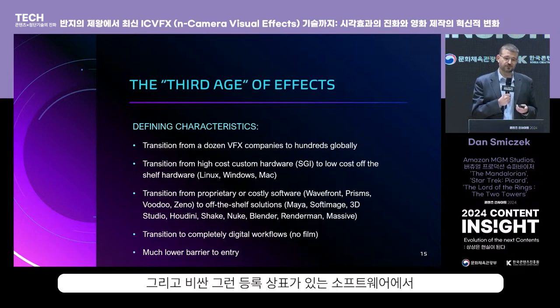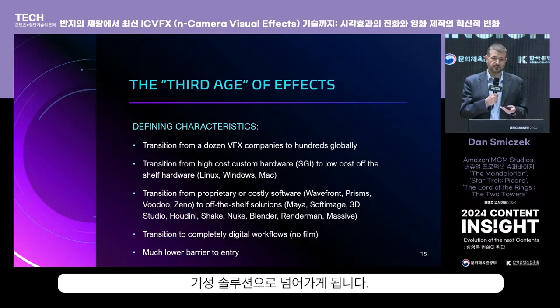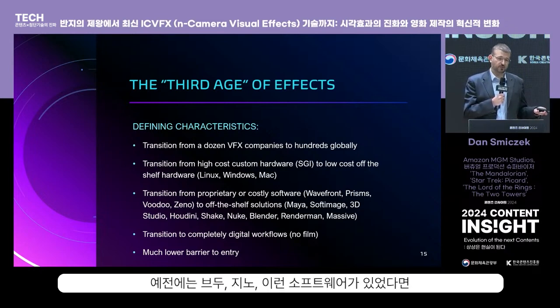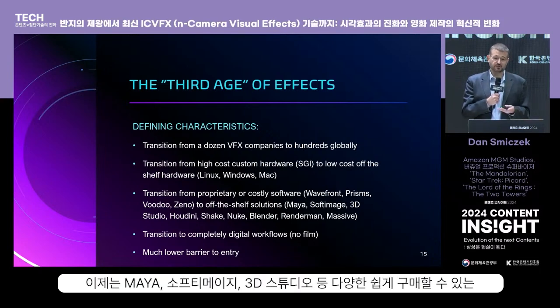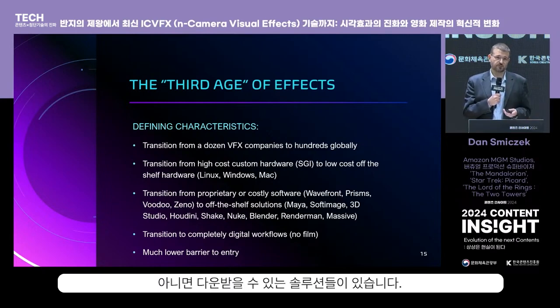Speaking of, transition from proprietary or costly software, Wavefront, Prisms, Rhythm and Hues had a program called Voodoo, Xeno, to off-the-shelf solutions now, Maya, Softimage, 3D Studio, Houdini, Shake, so many different types of programs you can just go to the store and buy now, or you can download online.